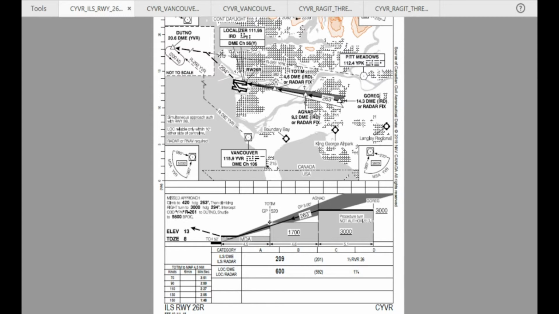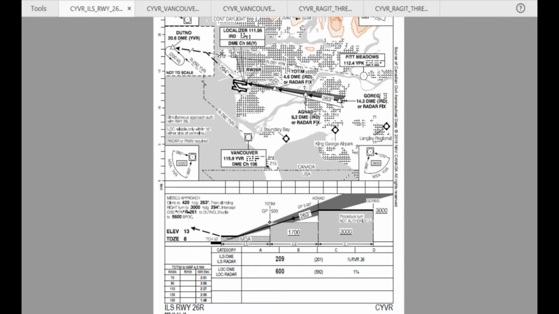Speeds of 90 knots or less, I believe, are Category A. Category B is between 91 and 120 knots. Category C is between 121 and 140 knots. Category D is between 141 and 165 knots. Category E is 166 knots or more.